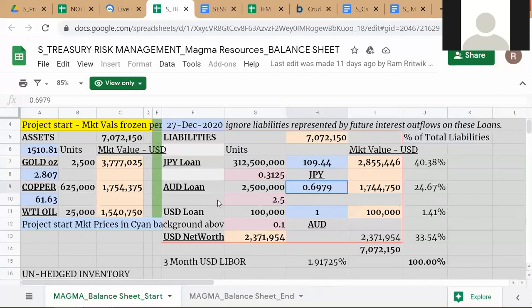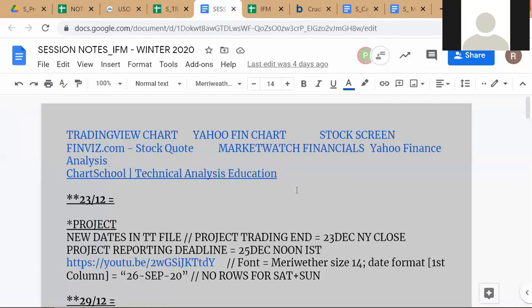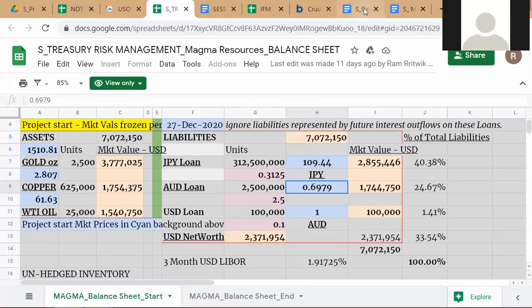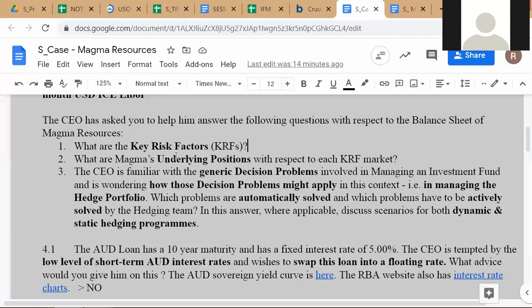Okay, so here you can see, therefore basically anything at this point we will only leave as a very general statement, because that will be answered when we come to the second question, which is the question about what is the underlying position. What are the underlying positions?